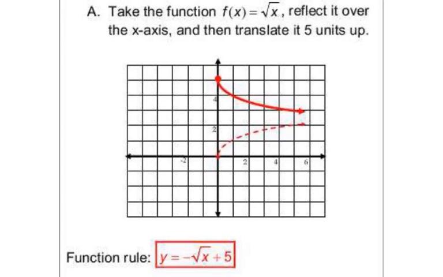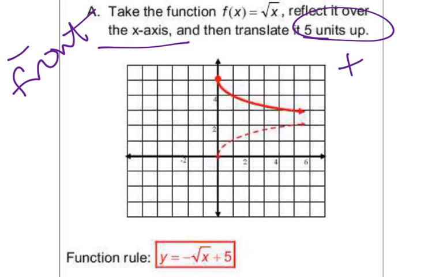Okay, so now they're going to give us the parent function and tell us what changes, and we have to come up with a new equation. Well, if it reflected over the x-axis, that tells us there's a negative at the front. And if it went 5 units up, that tells us we're going to add 5 at the end. So your new function is y is equal to negative square root of x plus 5.